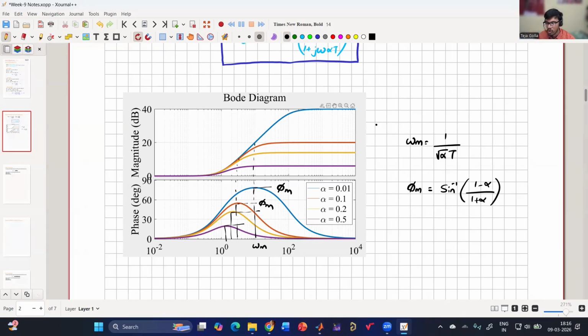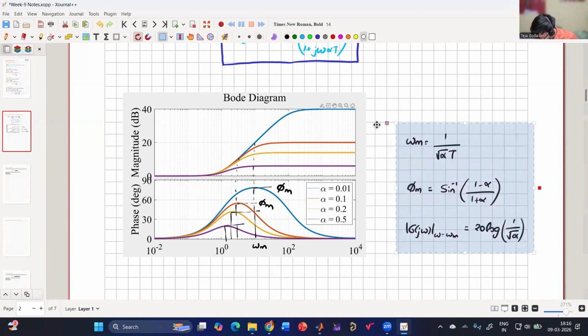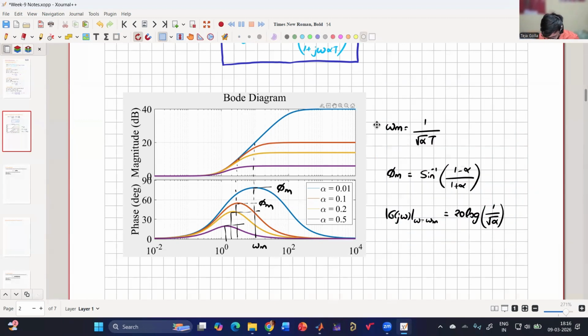And if you see at this frequency, what will be the magnitude of the system? What will be the magnitude of this magnitude plot? That is given by mod G(j omega) at omega equals omega m, which is nothing but 20 log 1 by root alpha. So depending upon whatever is the requirement, how much phase is needed, accordingly we can select this alpha as well as T, depending upon our requirement, omega m, phi m, all these things. So that's why this is very important.